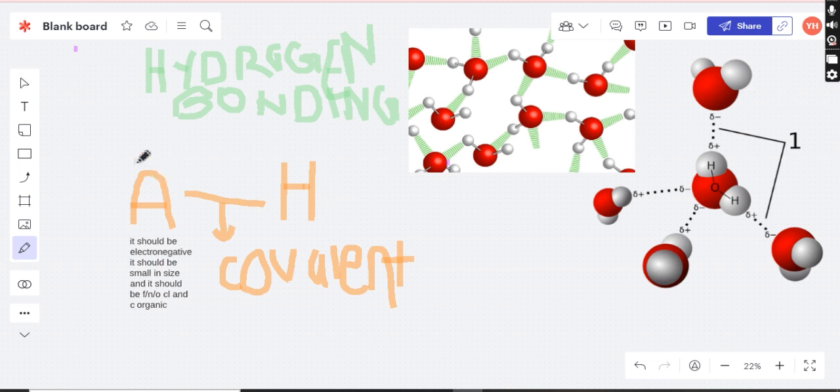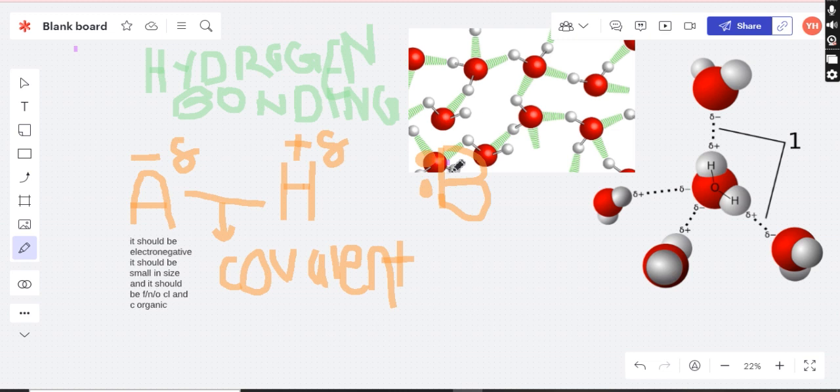Because it is highly electronegative, it gets a partial negative charge when it attracts the shared pair of electrons, and the hydrogen gets a partial positive charge. Now let's consider another molecule B. This is a B atom, which is electronegative and has a lone pair.